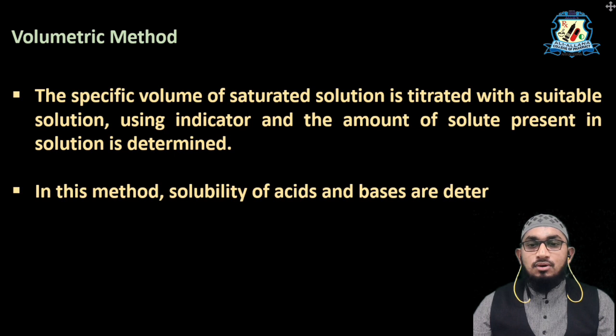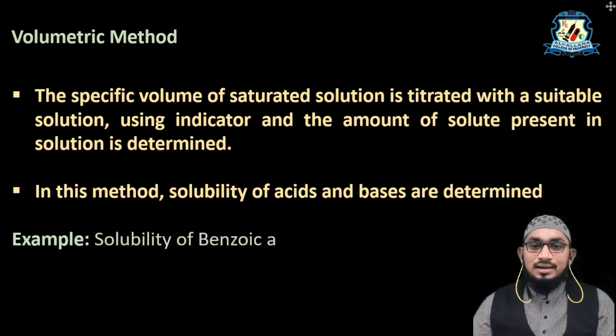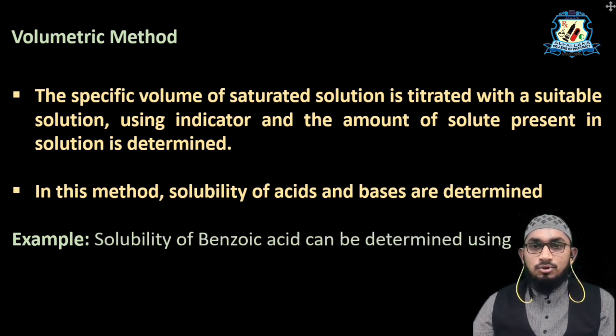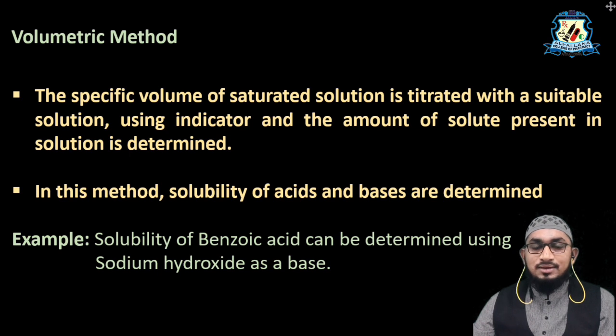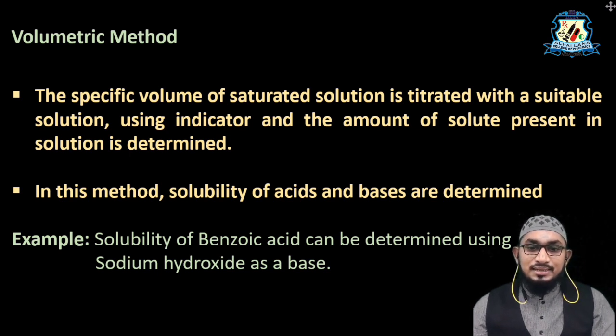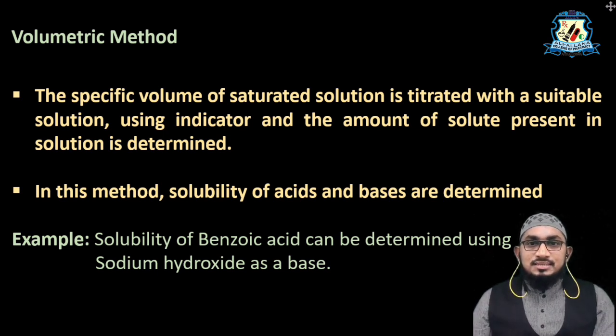The basic principle involved in this method is that we can calculate the amount of acidic substance present in a specific volume of solvent by using titrimetric analysis. In this experiment, our solute is benzoic acid, and we can calculate the amount of benzoic acid by titrating it against 0.1 normal sodium hydroxide. We observe the volume of sodium hydroxide required to neutralize the benzoic acid present in the solution, and from that we can calculate the concentration of benzoic acid in our sample. This is all about the theory of this experiment.